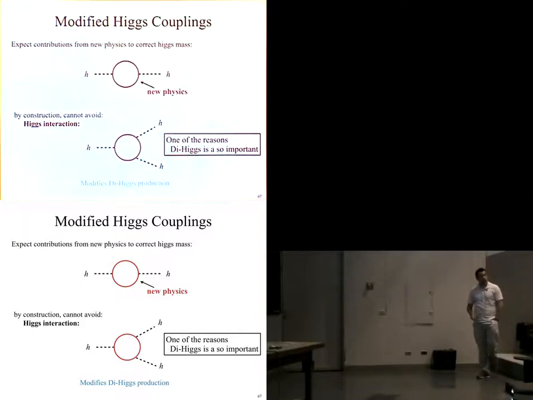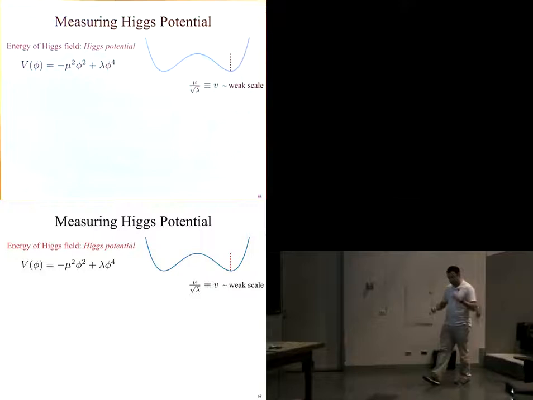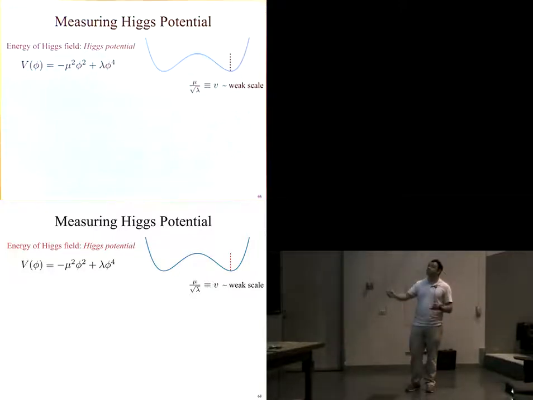So I talked before about how this di-Higgs was really important. Here you see directly why this is so important. Di-Higgs is important because it's testing what could possibly be in this loop in a way that's not susceptible to devil's advocate, removing ways you can constrain.